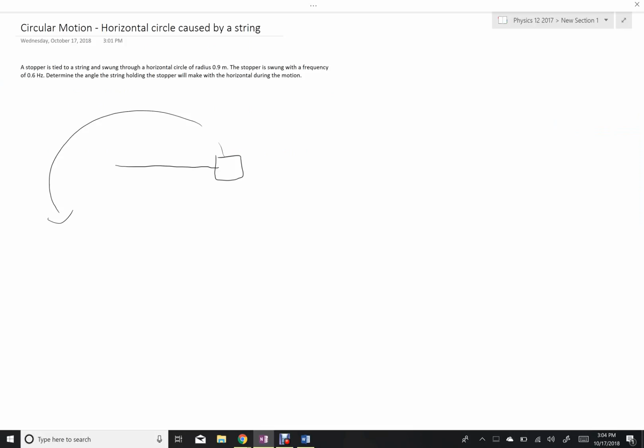It's being swung with a frequency of 0.6 hertz. The radius here was 0.9 meters. The frequency is 0.6 hertz. And the question is, what angle will this string make with the ground?